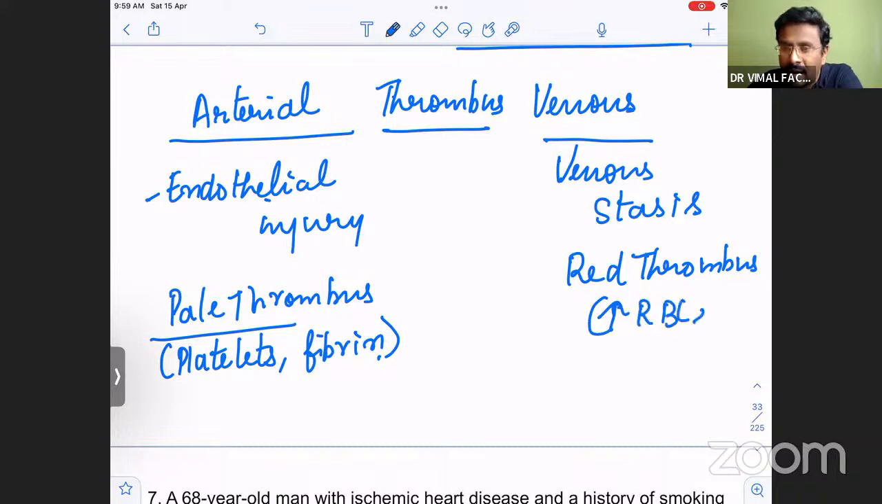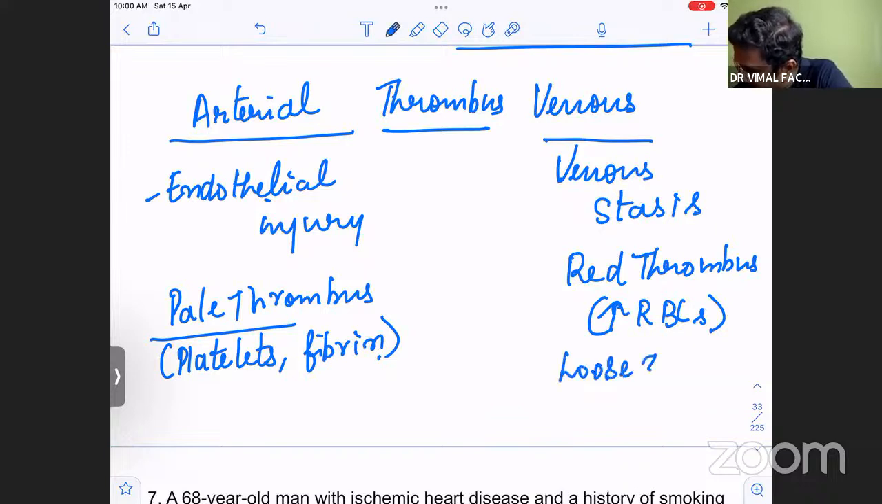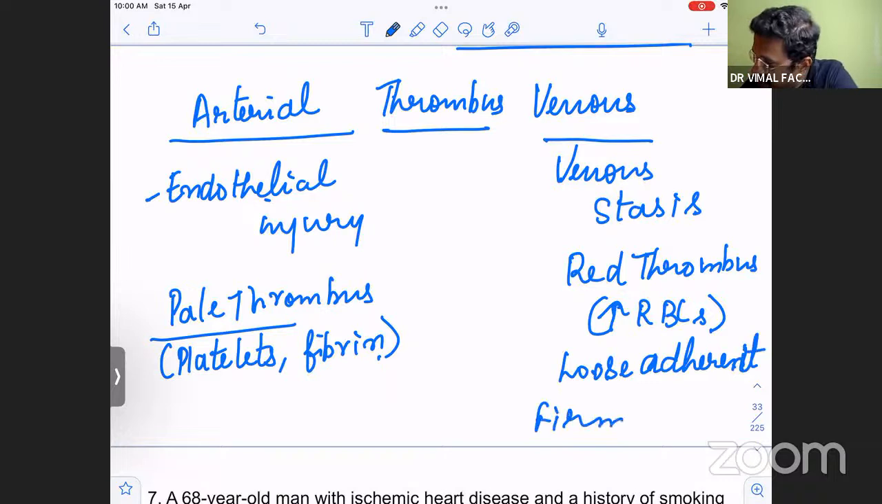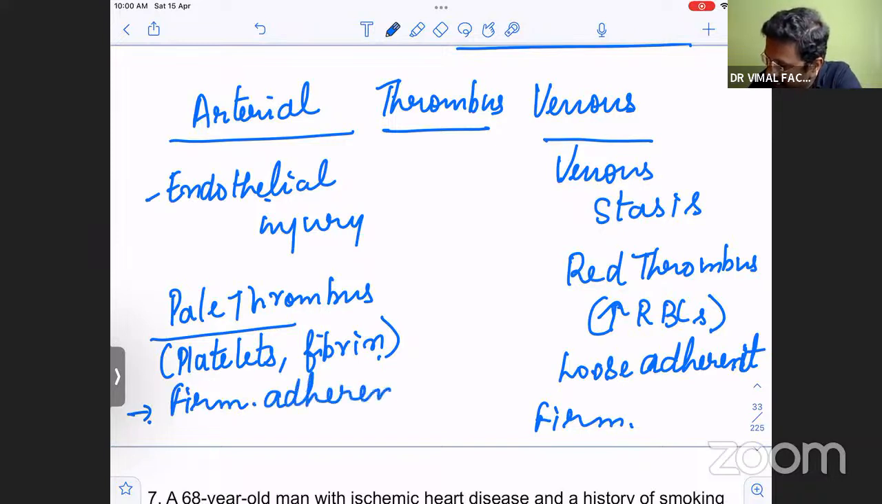More RBCs will be there. Which one will be friable? Please remember, venous thrombus is more friable. Venous thrombus is loosely adherent and firm in nature. Whereas arterial thrombus is firmly adherent but friable, firmly adherent and friable.